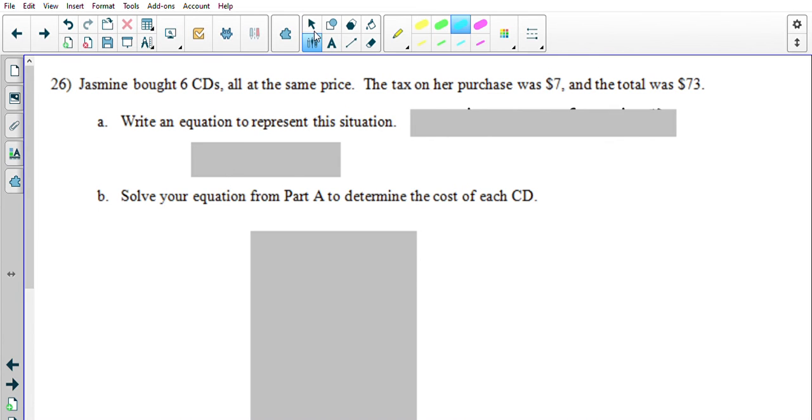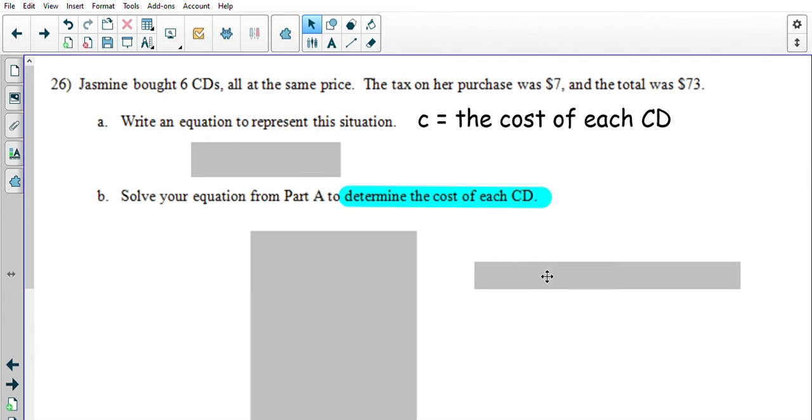So let's identify our unknown. It says to determine the cost of each CD. I also realized that CDs are a little outdated and the numbers here again work out really nicely. In real life, a lot of times your tax isn't exactly one whole number or integer value. So let's define our variable to represent this. C is going to represent the cost of each CD.